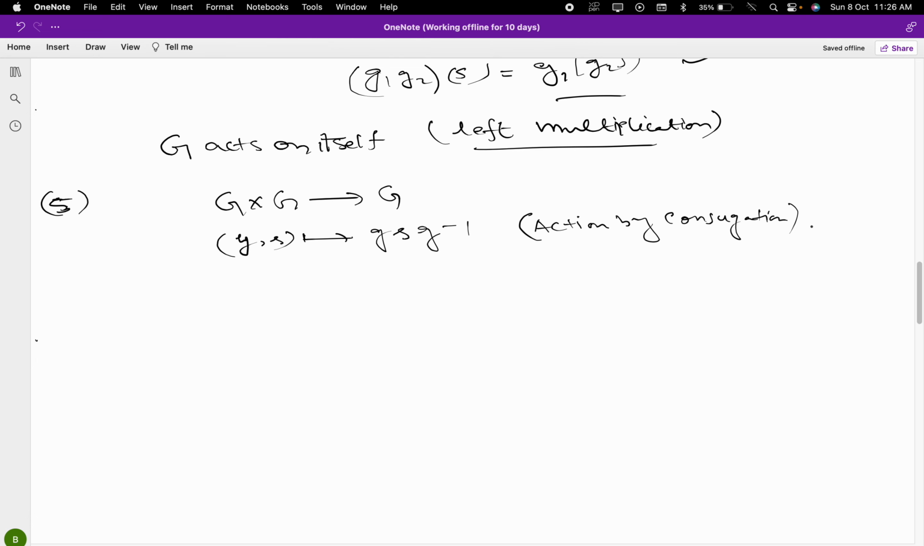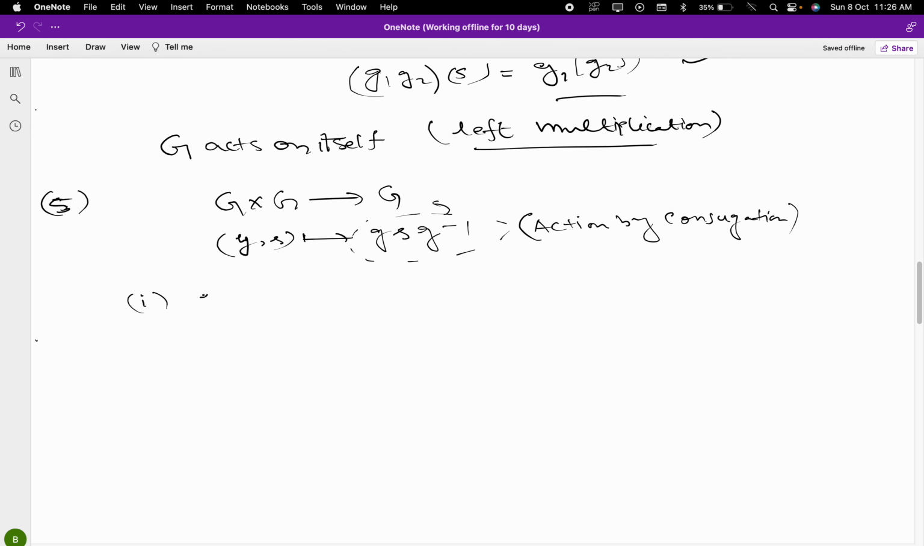Do you know why? Because G is an element of G, S is an element of G, G inverse is also an element of G, and a group should be closed under the operation. So this entire guy is an element of G, right? So this map is a well-defined map. Now we are left with whether this acts on G, whether this is a group action. The straightforward question is, G is a group, is this an action?